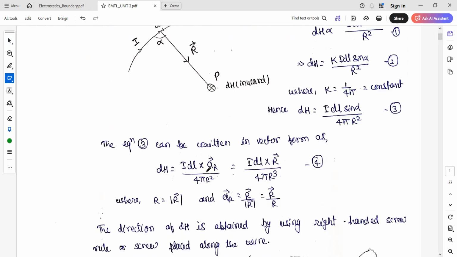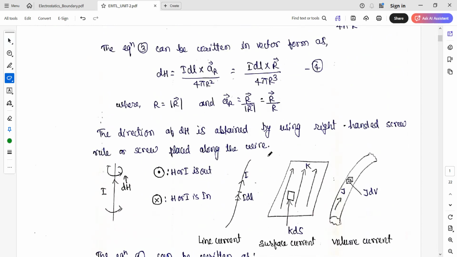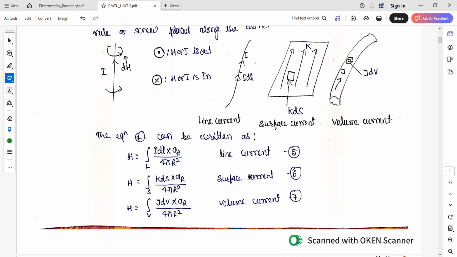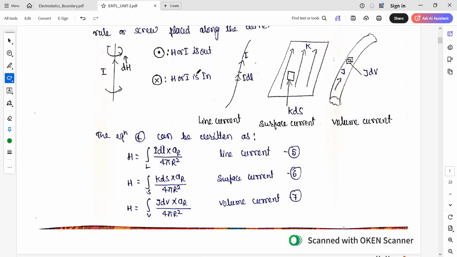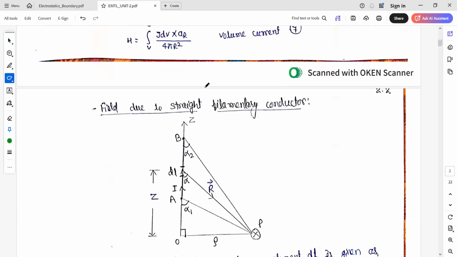We can write this differential field intensity in vector form. A cross B, we know, is AB sine theta. On that basis, we can write I dl cross aR, where aR is the unit vector, and aR is R by modulus of R. Finally, we have different situations in case of line current, surface current and volume current. In these situations, we are able to find the applications of Biot-Savart's law. So mainly these are the discussions of how Biot-Savart's law gets its expression, and we have different situations. These are very important questions.